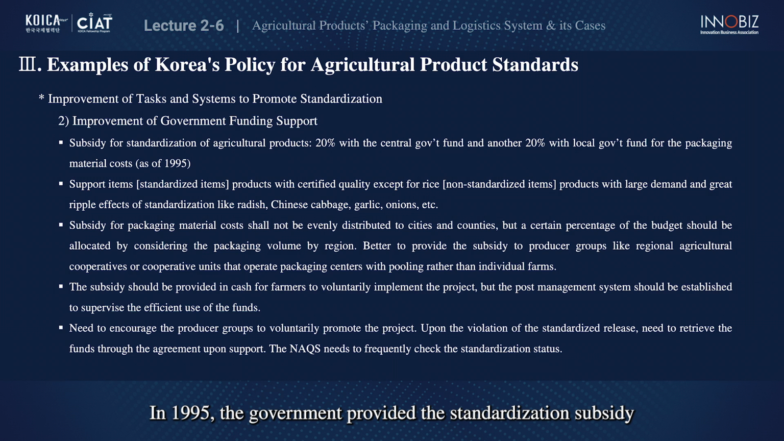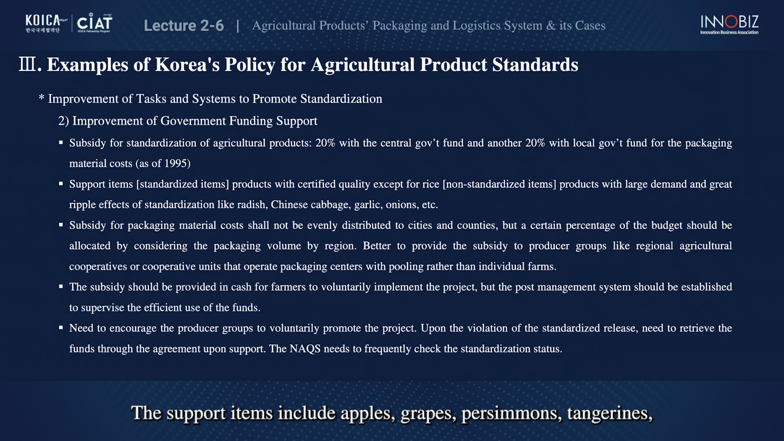In 1995, the government provided the standardization subsidy for packaging material costs, 20% with the central government fund and another 20% with the local government fund. This subsidy amount is very insufficient considering the total release volume of agricultural products, so efficient implementation is required to effectively promote the standardized release.